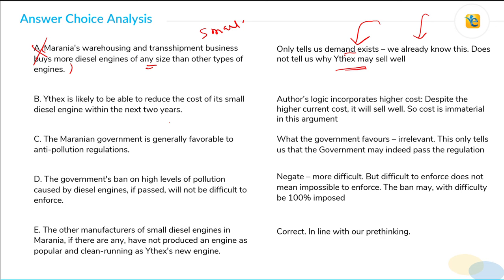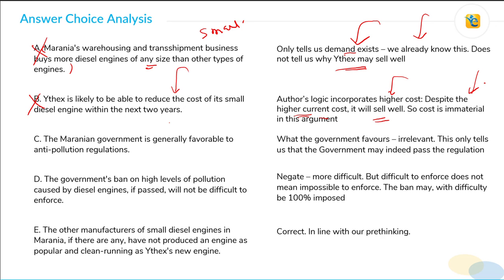Ythex is likely to be able to reduce the cost of its small diesel engine within the next 2 years. Now, it's again a very interesting option, but again, you have to understand how the author has written the argument. The author has already incorporated the fact that the Ythex engine is more costly than the current popular engine, that is the 1Z engine. We are given that Ythex is costlier than 1Z, and we are given that 1Z is the one that's currently widely used. So given the current cost, the author still expects that it will sell well. So we need to find an assumption for why it is expected to sell well, given that it's already costlier. So the fact that it's going to reduce its cost does not have any impact on this particular conclusion. So cost is frankly immaterial in this argument, which makes option B incorrect.